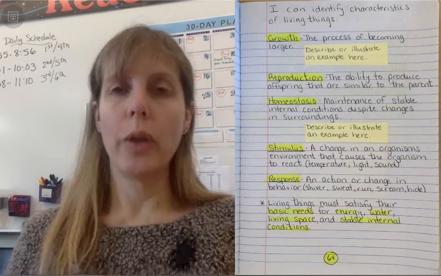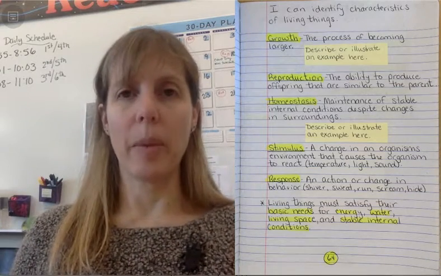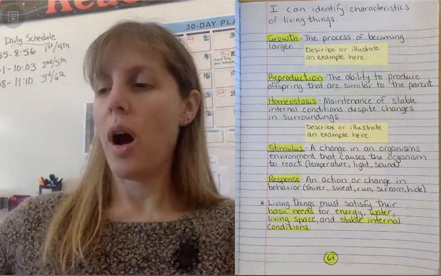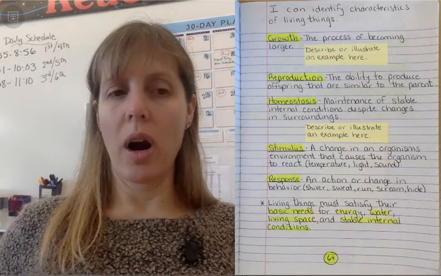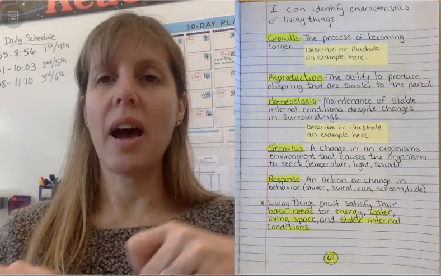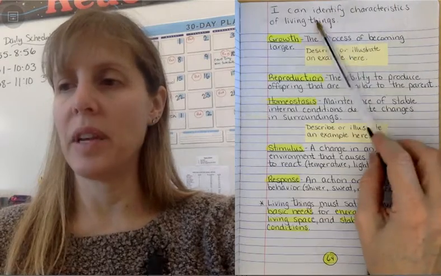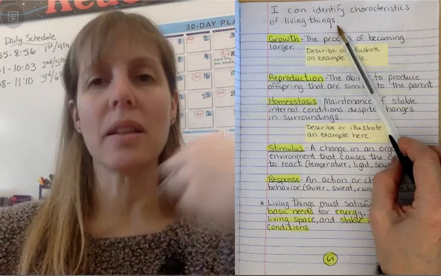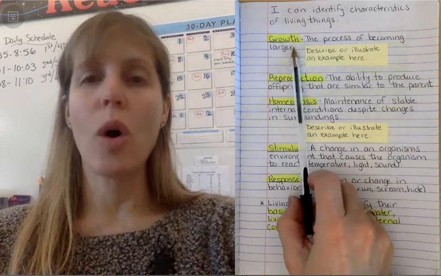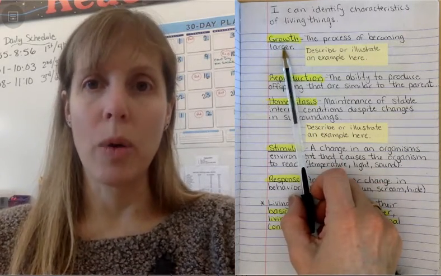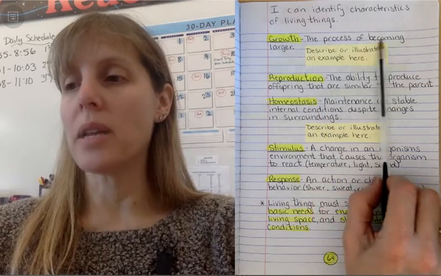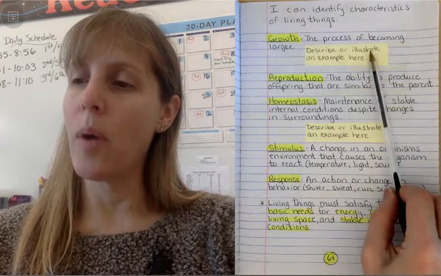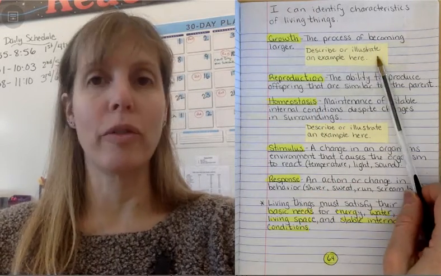Let's really look at some of the characteristics of life that we're going to focus on. So our learning target for our first notebook page is I can identify characteristics of living things. In order to characteristically say that something is alive, it has to show growth or be able to grow. And that definition is the process of becoming larger. Today, I want you to describe or illustrate an example of growth here.